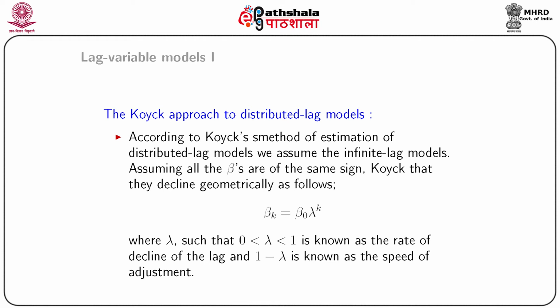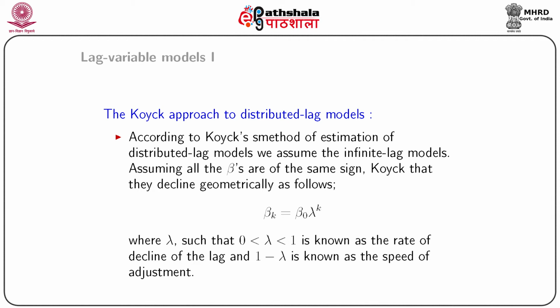Now, using the expression beta k equals beta 0 times lambda raised to the power of k, we can write our regression model as yt equals alpha plus beta 0 xt plus beta 1 xt minus 1 plus beta 2 xt minus 2 plus dot dot dot all the way to ut. If we replace each of beta 1, beta 2, beta 3 and so on by beta 0 times lambda raised to the power of k, we can write the same model as yt equals alpha plus beta 0 times xt plus lambda xt minus 1 plus lambda square xt minus 2 plus dot dot dot plus ut, which is the error term. If we number this model as model number 1, then model number 1 is called the geometric lag model.